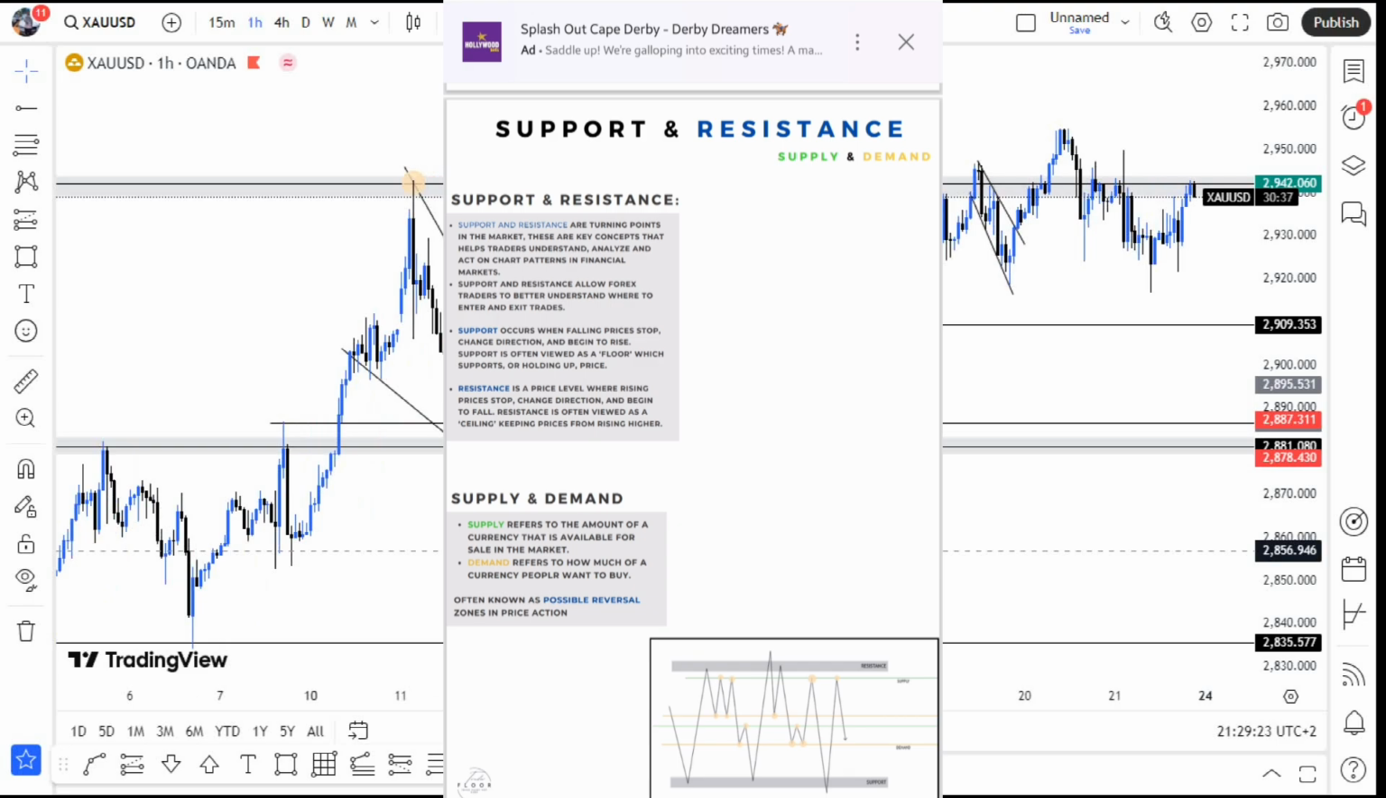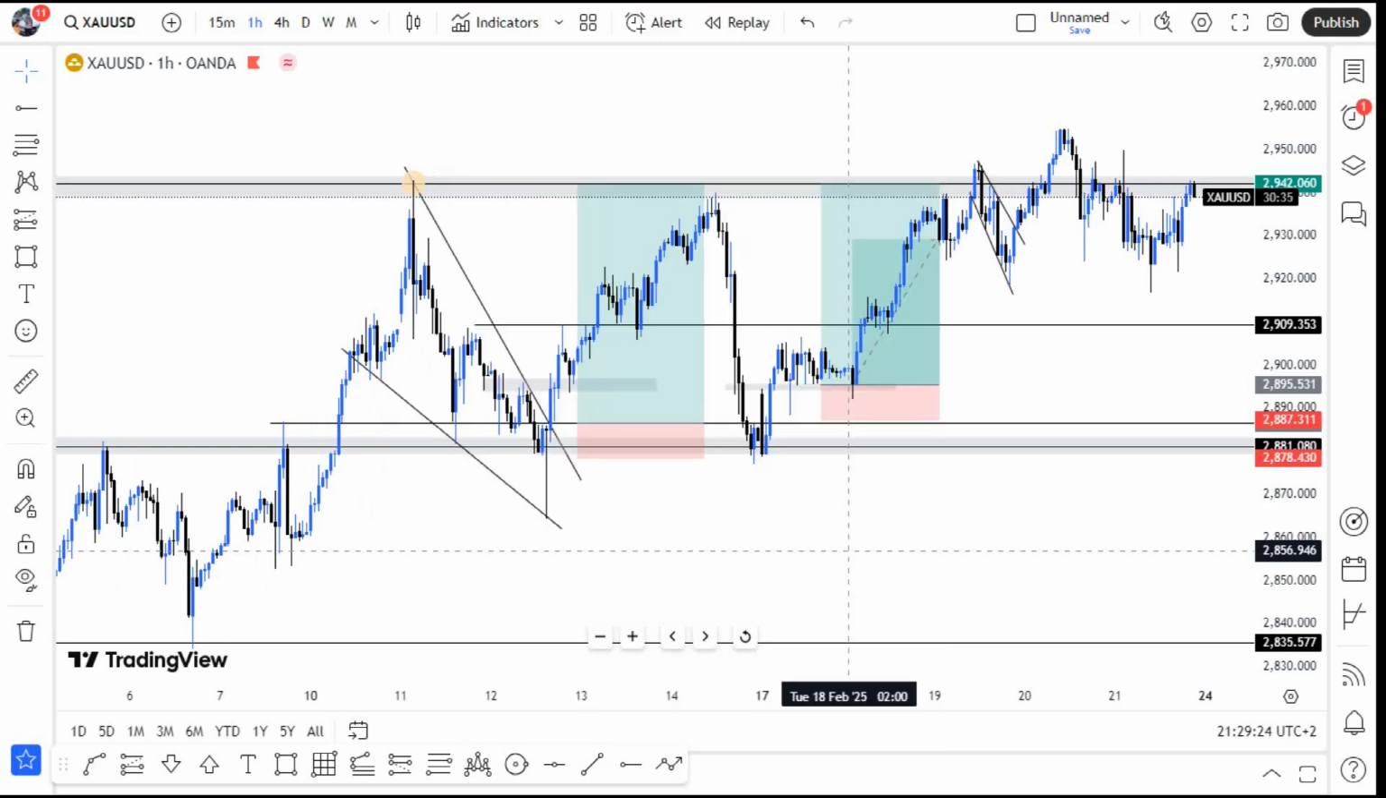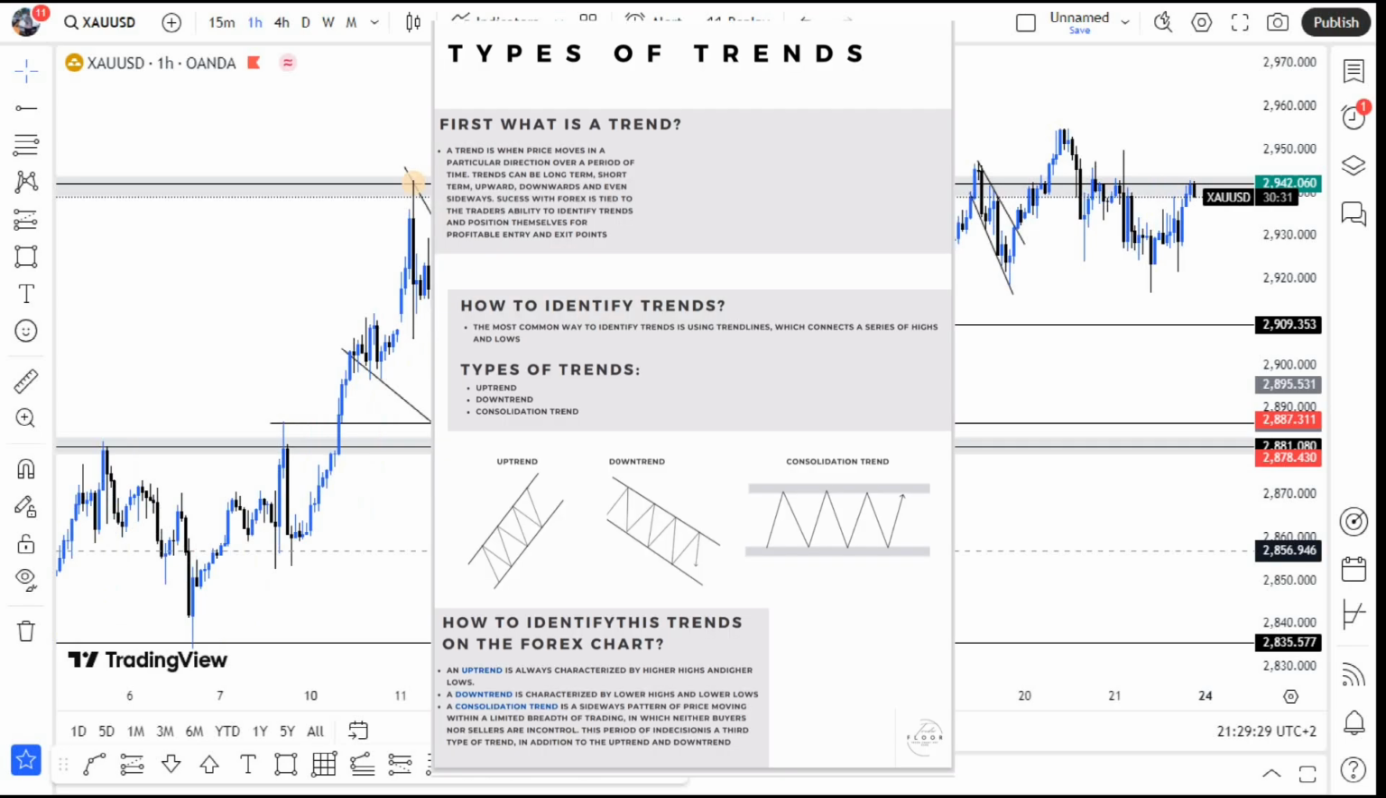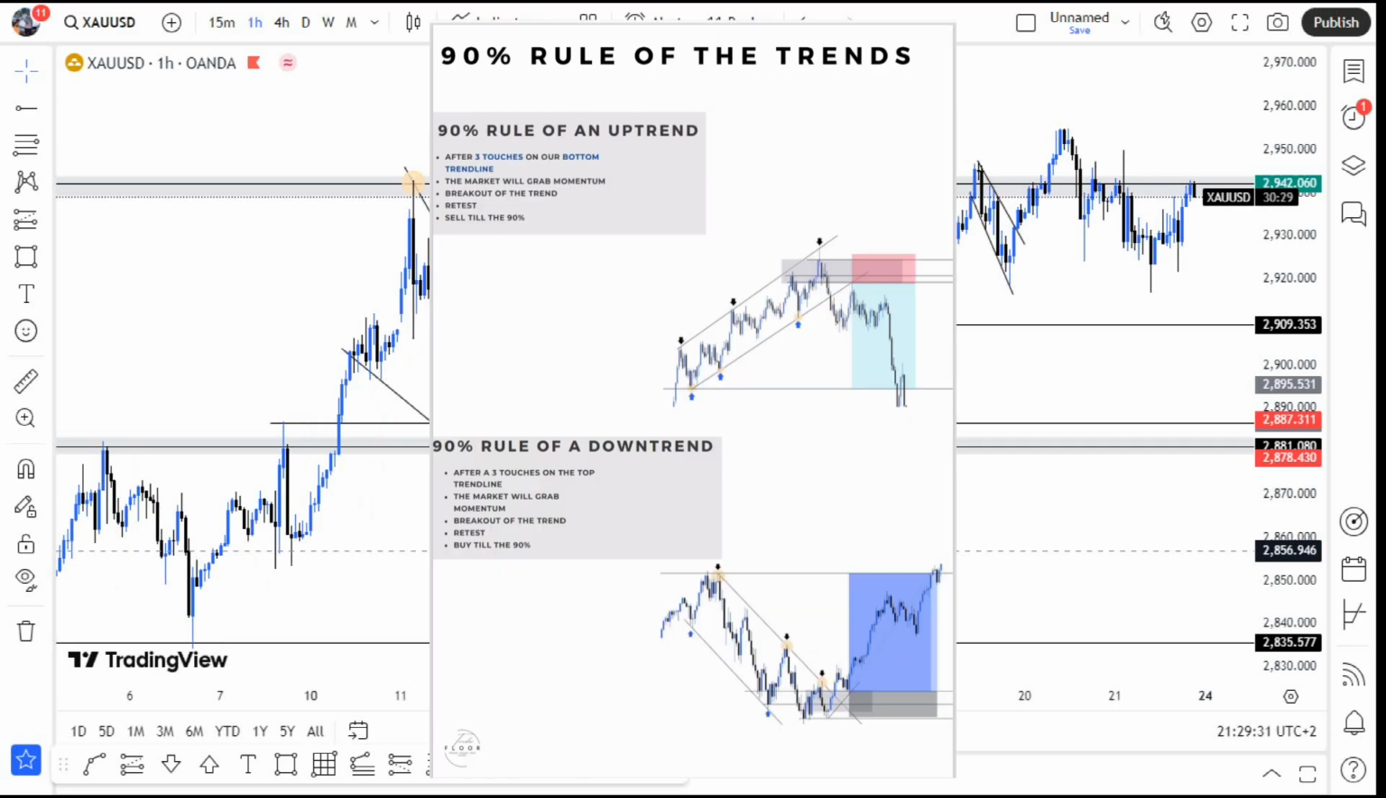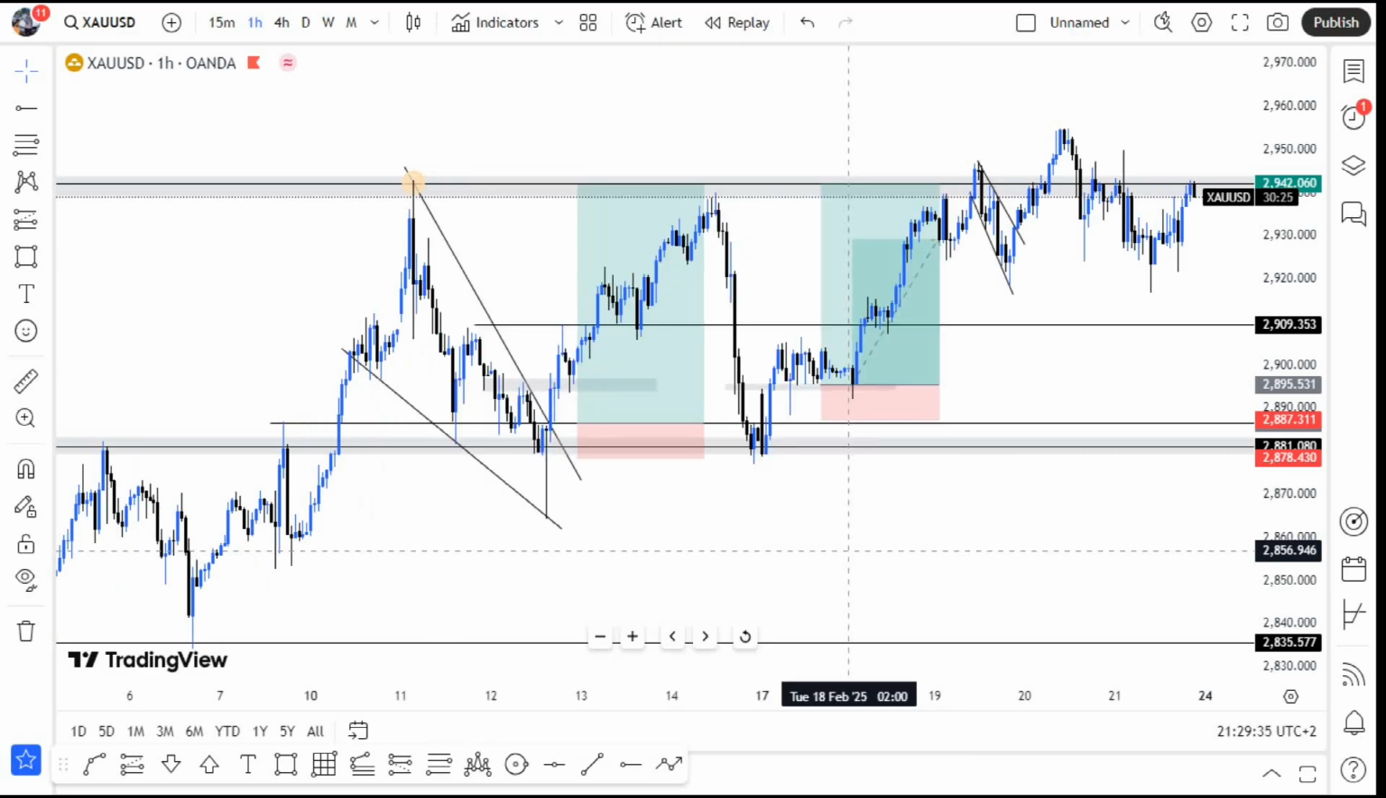So the first thing is know how your support and resistance work, know how your supply and demand work. Then you must also know your trends. Once you know these, you're going to master gold, guys. Remember, your trend gives you the overall direction of the market, where the market is going, and then your support and resistance, supply and demand are your entry points. So you already know where the market is going, you just need an entry point. I feel like it applies to all the pairs, but it respects this one the most, guys.